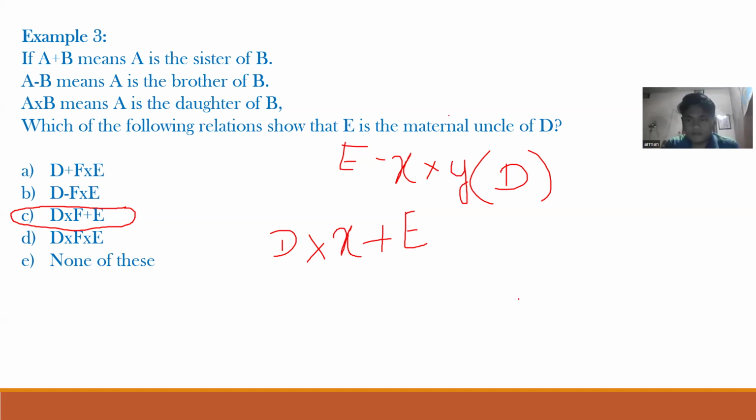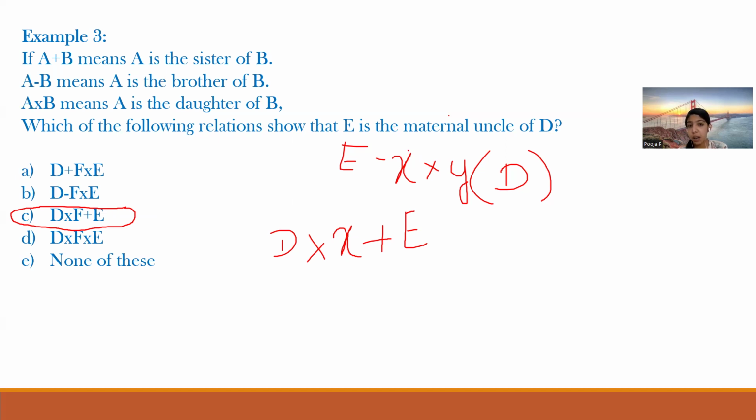Ma'am. Yeah, tell me, Arman. E is the uncle. Of whom? Of D. E is the maternal uncle of D. Yes. So X is the daughter of D. A into B means A is the daughter of B.